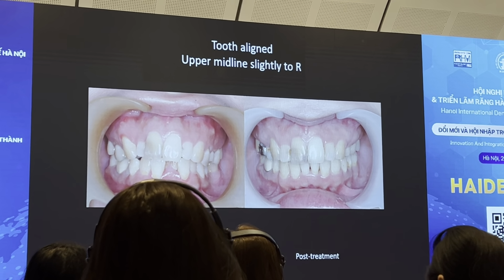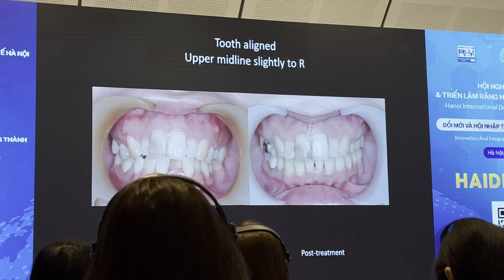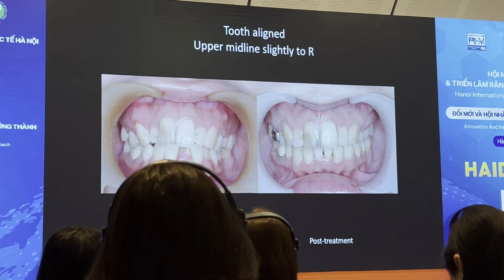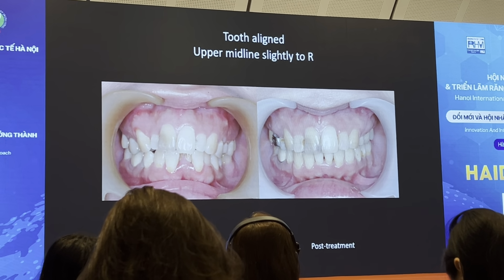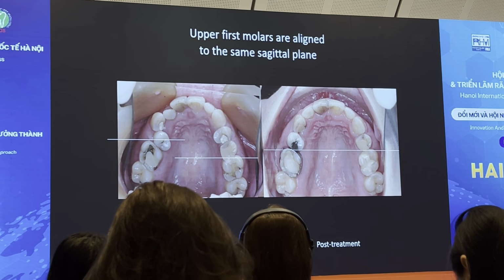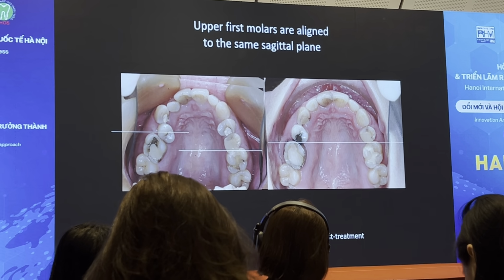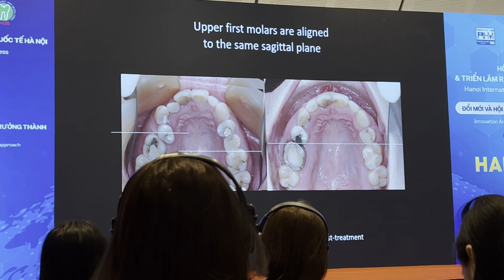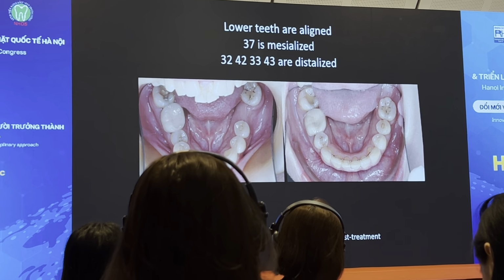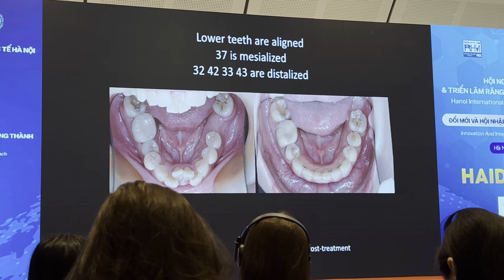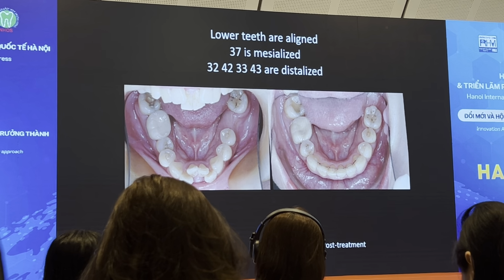And in the frontal view, the teeth were aligned, but unfortunately, the upper midline correction was incomplete. It was slightly to the right side. The upper arch was aligned. The upper first molars were aligned to the same level in the sagittal plane. Lower teeth were aligned. 3-7 was mesialized. 3-2, 4-2, 3-3, and 4-3 were distalized.